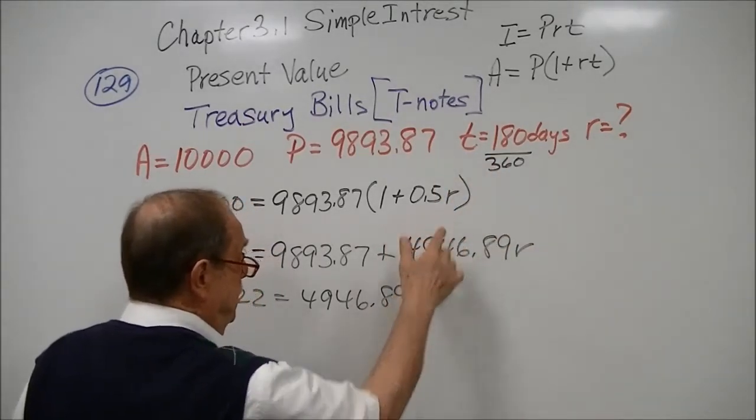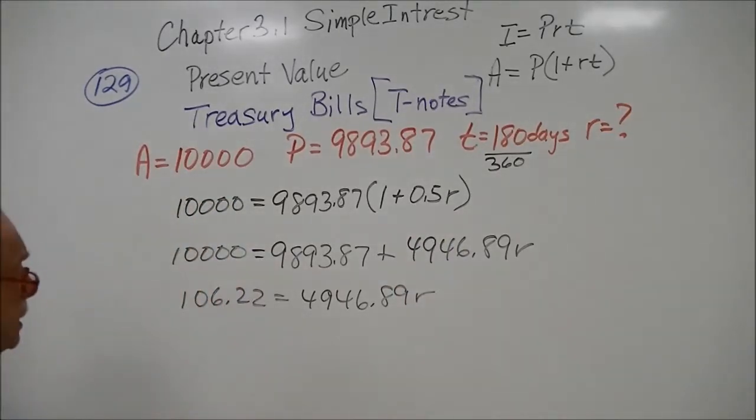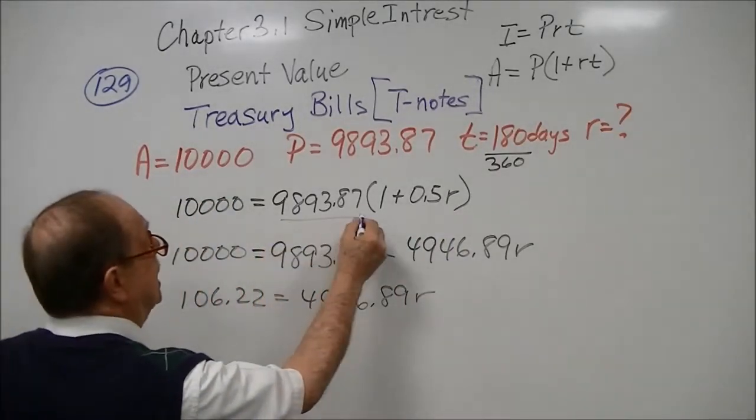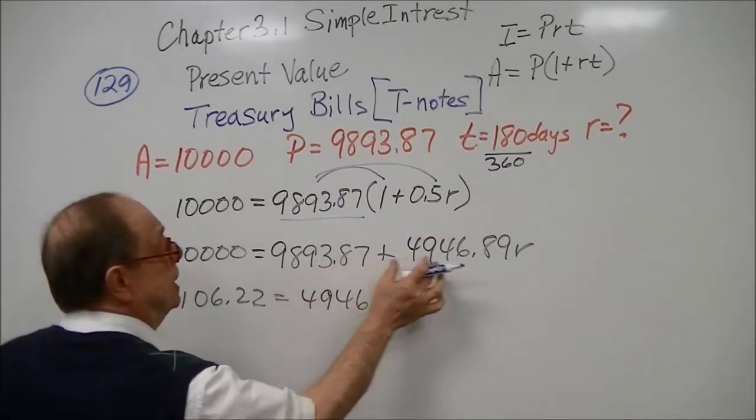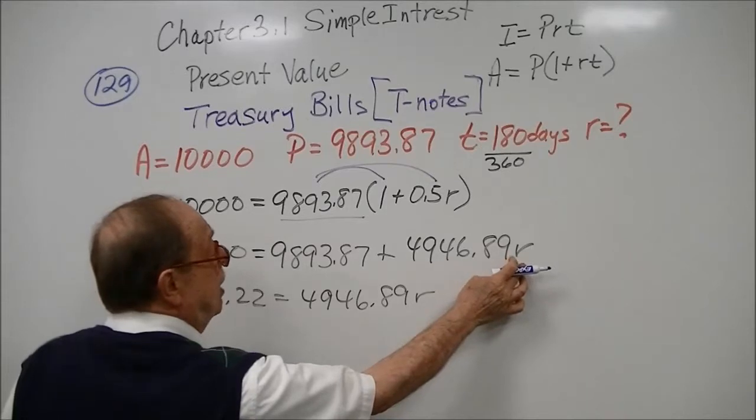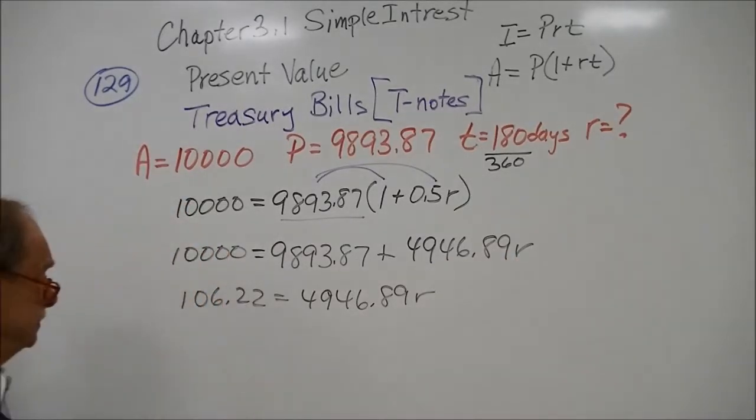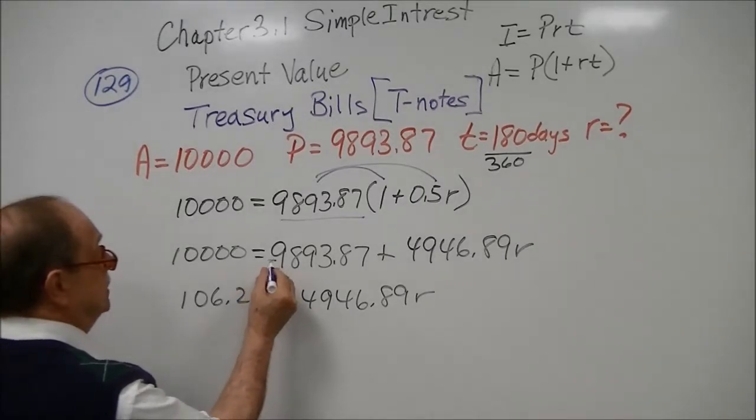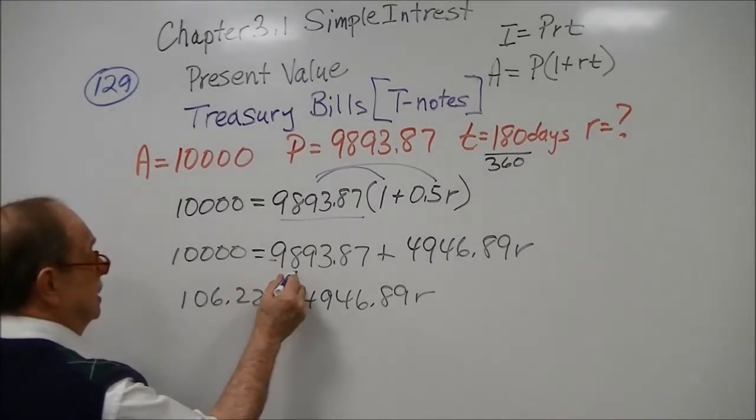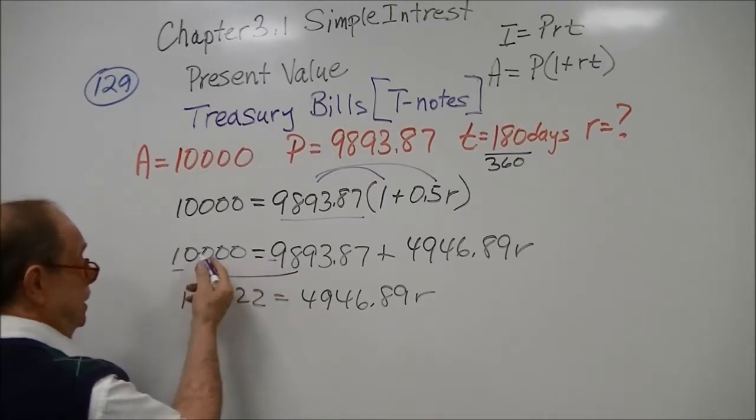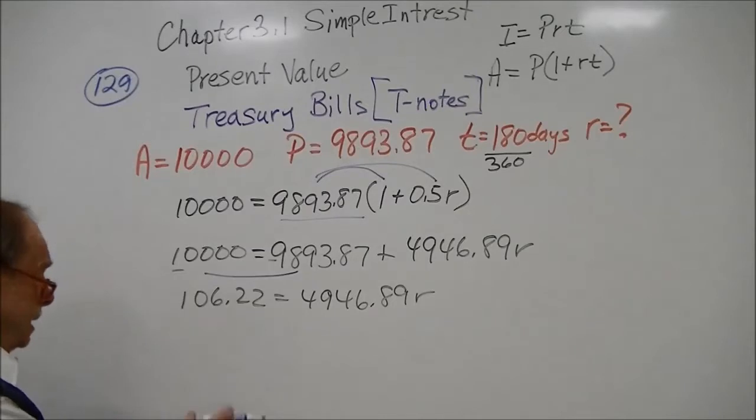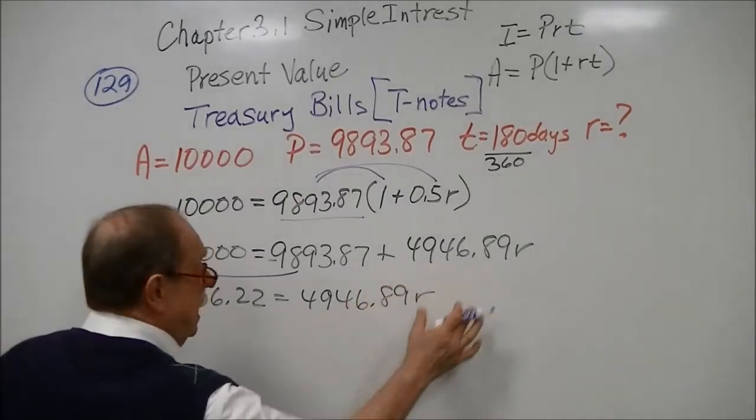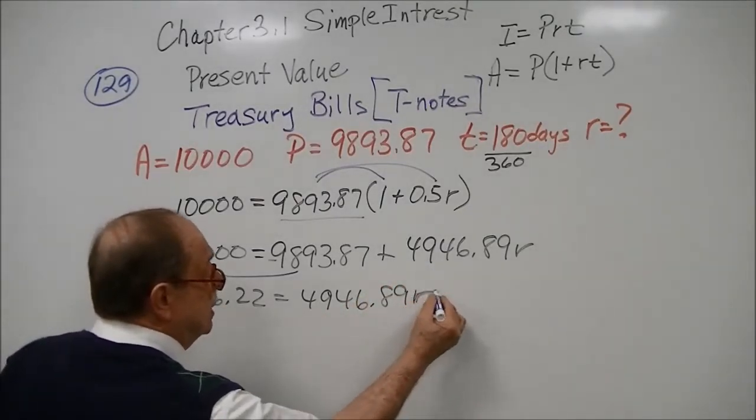We don't know our rate. So we solve it by multiplying this by each of these terms in the parenthesis to get the R out by itself. Now, what we do is we subtract this from both sides. So over here, we're going to subtract that. When we do this, it becomes this, and this then equals that. And we want to solve for the letter R.